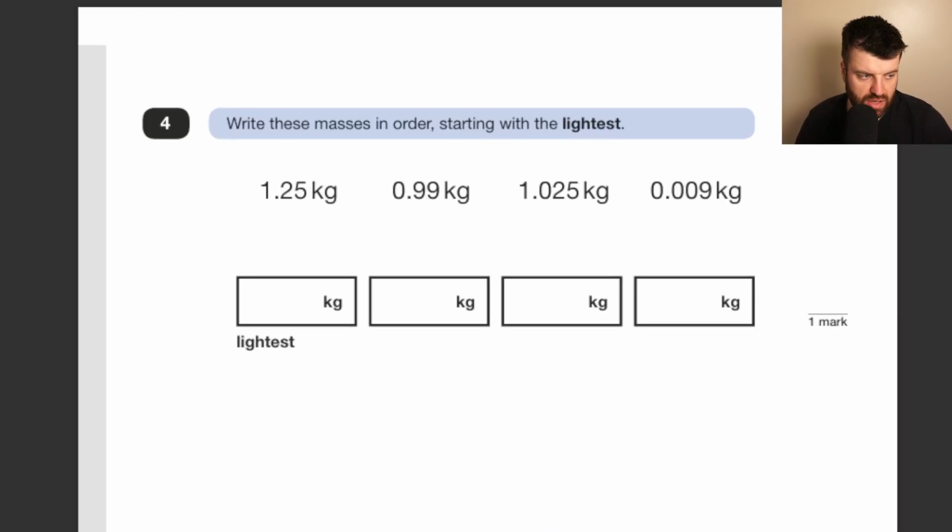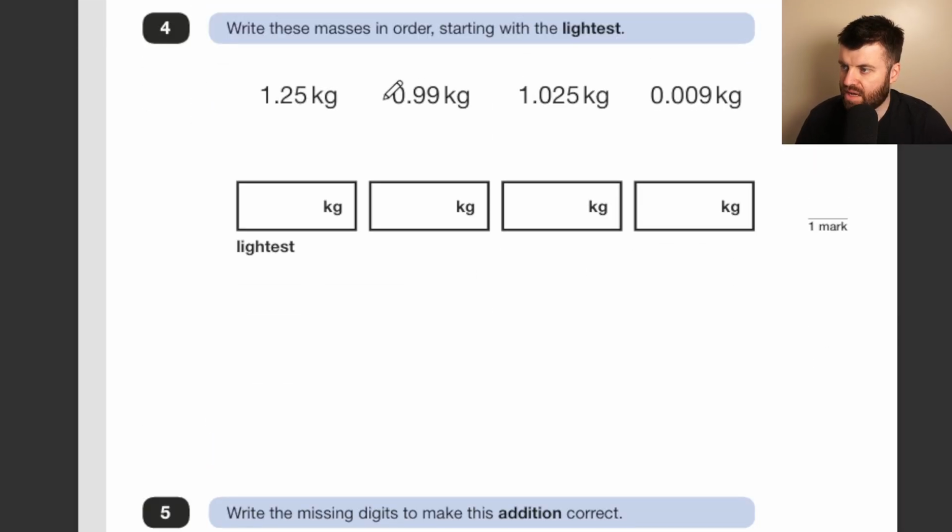Question 4. Oh, let me get this nice on the page, shall we? There we go. Write these masses in order. Mass is linked to weight. You might think, what's masses? It's just how much something weighs, but mass is the correct mathematical term. Starting with the lightest, so we need the smallest amount. Now, straight away, notice this. 1, 2 decimal places. 1, 2 decimal places. By the way, decimal place is how many digits are written after the decimal. Here we have 3. This could prove to be a bit tricky.